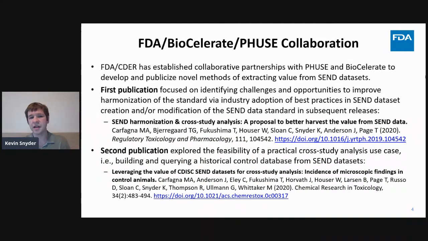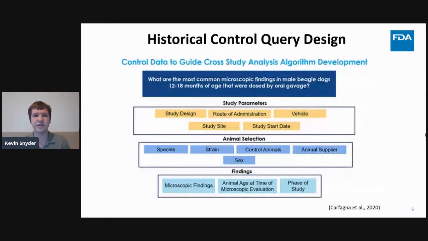For the second publication, we explored a real use case. We decided to perform a historical control analysis of a database of SEND data sets, and we published the results of that. I'm going to talk about how that has led into the development of an R package. For this project, we started out with a question: what are the most common microscopic or histopathological findings in male beagle dogs, 12 to 18 months of age, that were dosed by oral gavage?